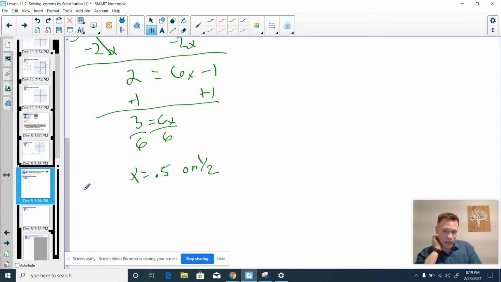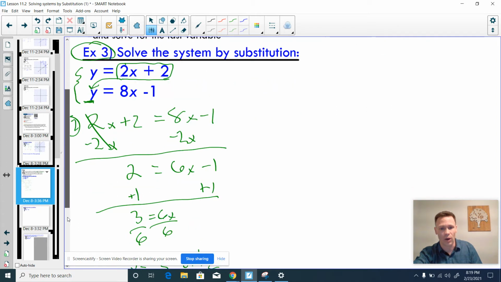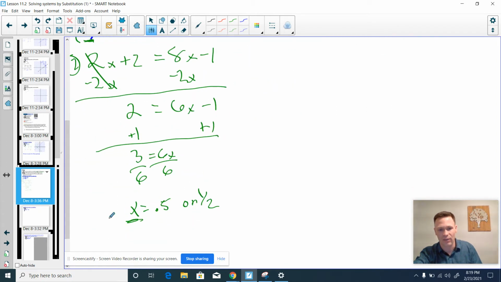All right. Now, have I actually found the point where these two lines intersect? Remember, that's the whole goal, right? In a system of equations, the goal is to find where the lines intersect. The answer is no. I only have the x value. Now I've got to find the y value.